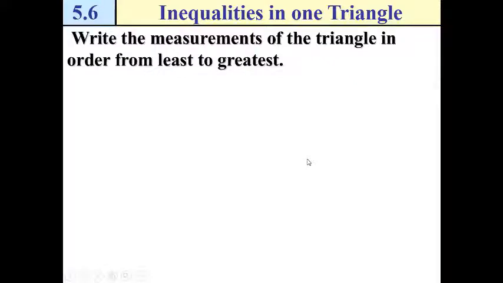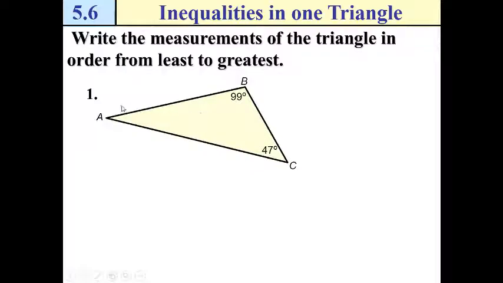Write the measurements of the triangle in order from least to greatest. Here we have only two given angles and the third one is missing. How do we find the third angle? By using the triangle angle sum theorem, we can find the third angle by adding these two given angles and subtracting them from 180. Then the measure of angle A equals 34 degrees.